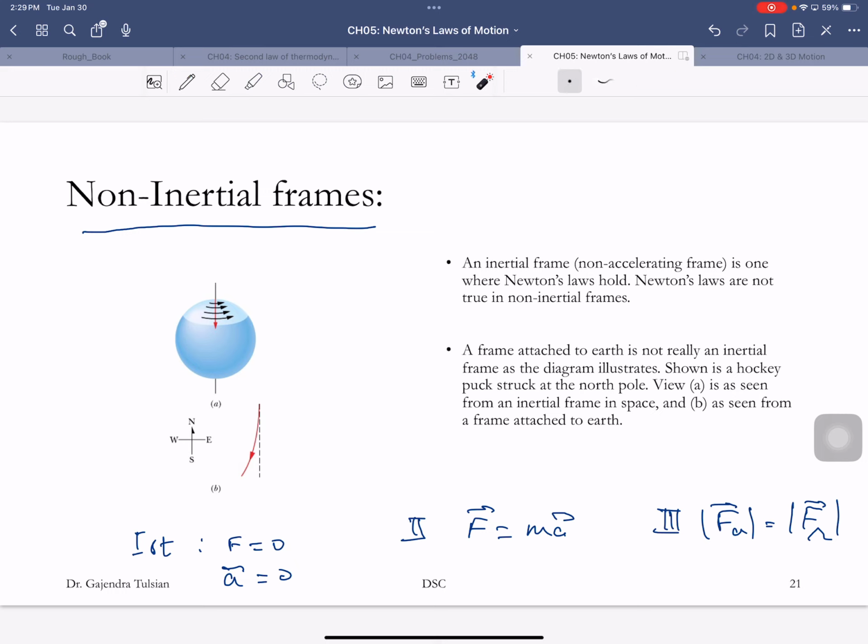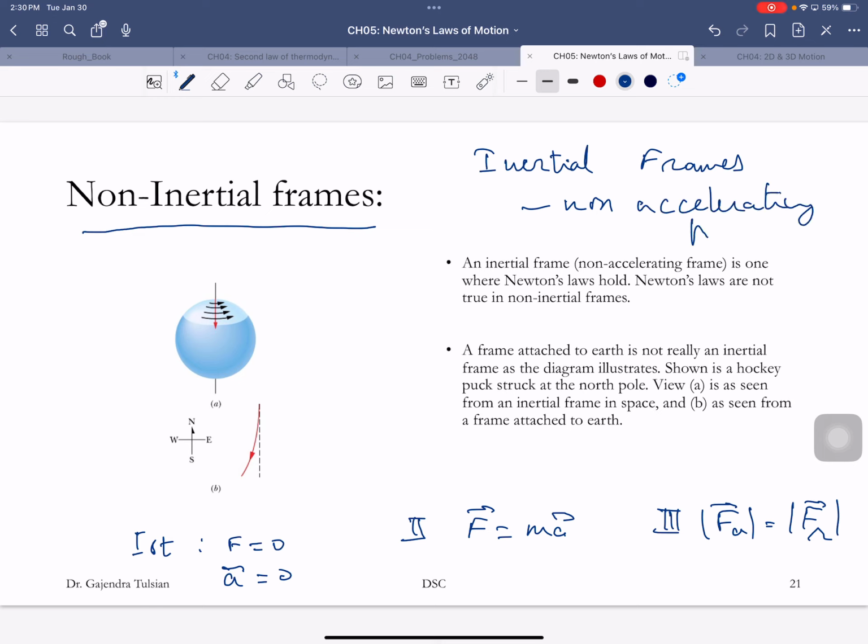All right, it turns out that Newton's laws apply in inertial frames. So inertial frames are non-accelerating frames. A non-inertial frame is an accelerating frame. So what is a non-accelerating frame? If something is moving at constant velocity, it's non-accelerating. So what does Newton's law say?